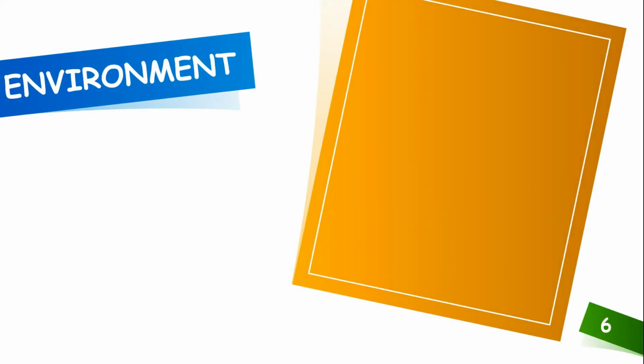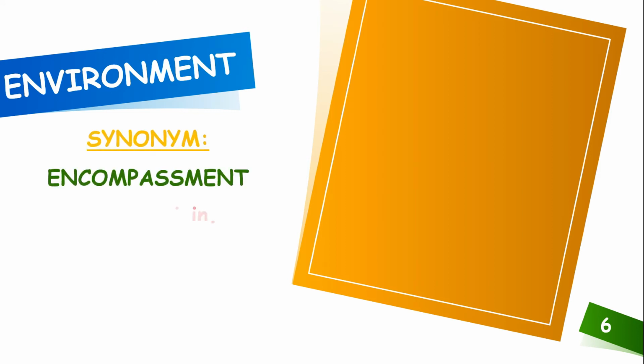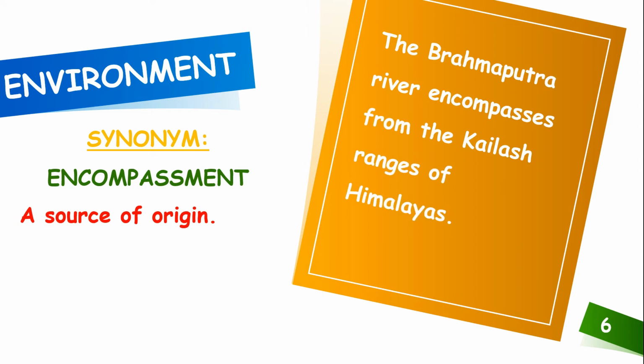The sixth synonym of the word environment is encompassment. A place or a source of origin is an encompassment. Now, let us see how to use this word in a sentence where it means environment. The sentence goes like this. The Brahmaputra River encompasses from the Kailash ranges of Himalayas. This sentence tells us that the Brahmaputra River originates from the environment in Himalaya.